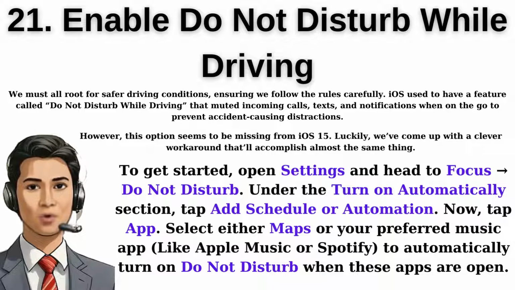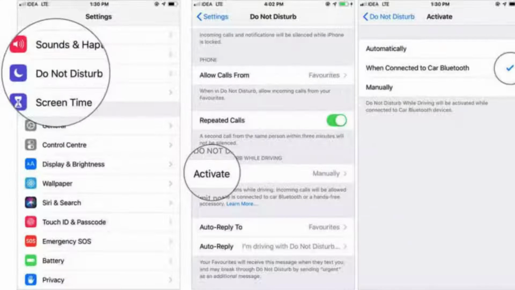To get started, open Settings and head to Focus, Do Not Disturb. Under the Turn on Automatically section, tap Add Schedule or Automation. Now, tap App. Select either Maps or your preferred music app, like Apple Music or Spotify, to automatically turn on Do Not Disturb when these apps are open. As long as you keep the app you've added automation for open, Do Not Disturb will remain enabled. As soon as you close the app, Do Not Disturb is automatically disabled.